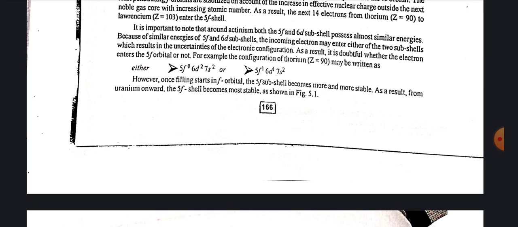It is important to note that around actinium, both the 5f and 6d subshells possess almost similar energies. Because of similar energies of 5f and 6d subshells, the incoming electron may enter either of the two subshells, which results in uncertainties of the electronic configuration. As a result, it is doubtful whether the electron enters the 5f orbital or not. For example, the configuration of thorium may be written as 5f0 6d2 7s2 or 5f1 6d1 7s2. However, once filling starts in f orbital, the 5f subshell becomes more and more stable. As a result, from uranium onward, the 5f shells become more stable.